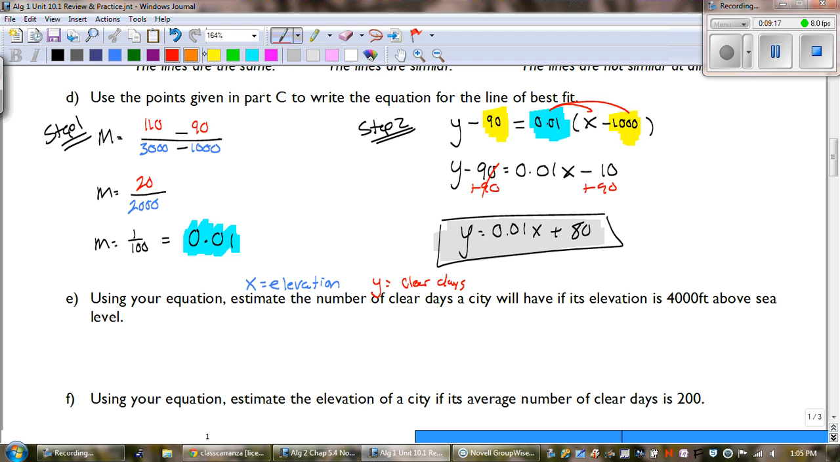So it's telling me to estimate the number of clear days when its elevation is 4,000 feet. So they're telling me that x equals 4,000 and we have to find y, okay? And the way we do that is by using our equation. Okay, and we're going to plug in the number 4,000. Okay, you guys can do that. What's your final answer? When we got it, we got 120, but 120 what? Chickens? Burritos? No, 120 days.